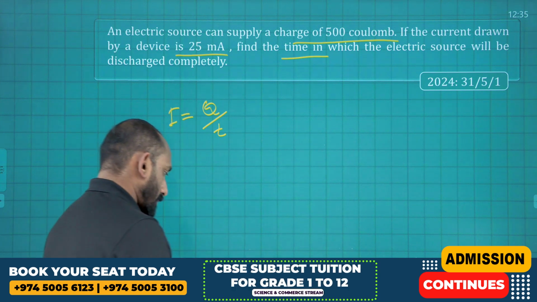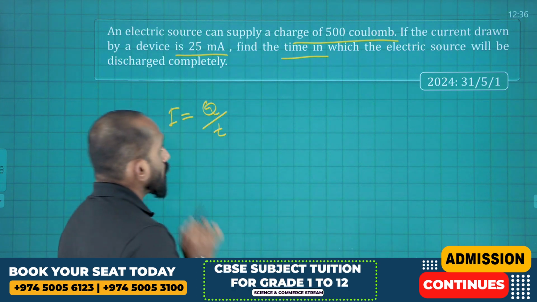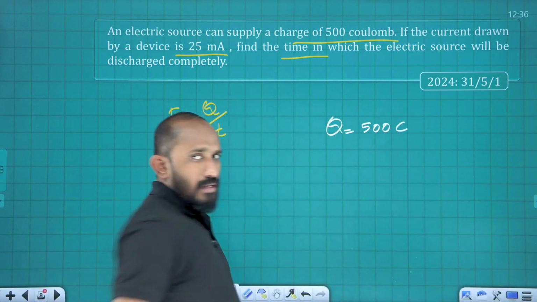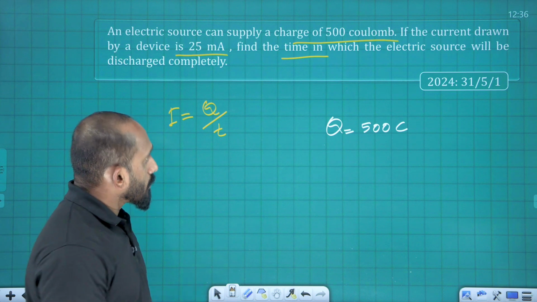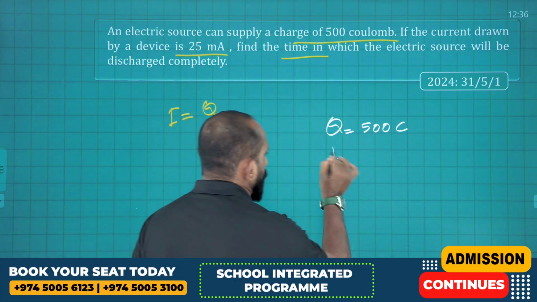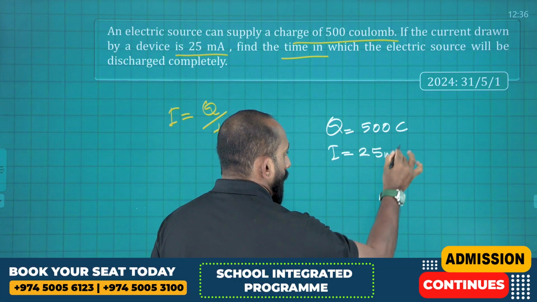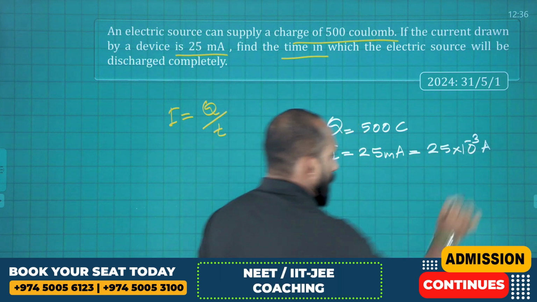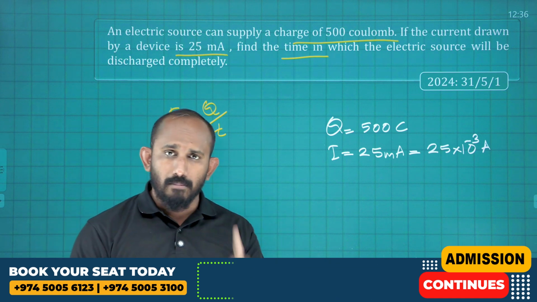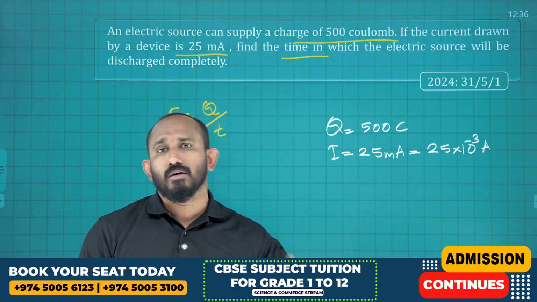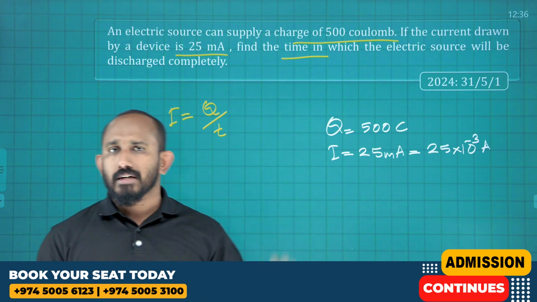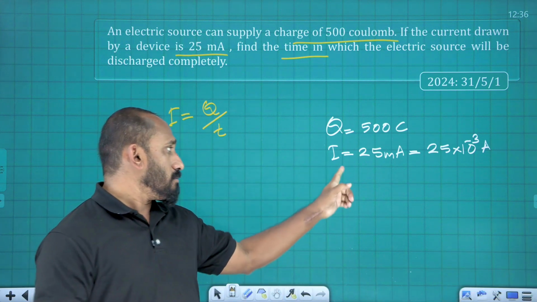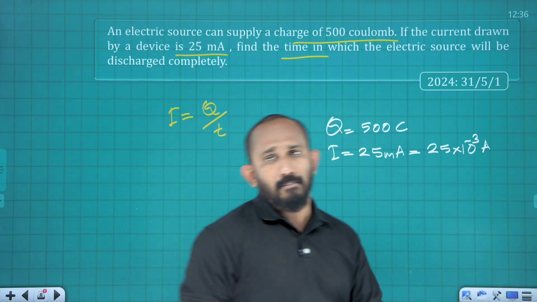Here in this question, we have Q given as 500 coulomb, in the SI system. Then the intensity of current I is given as 25 milliampere, that is 25 into 10 power of minus 3 ampere. Wherever milli comes, 1 milli is equal to 10 raised to minus 3, 1 by 1000. Centi is 10 raised to minus 2. Micro is 10 raised to minus 6. So here milli comes, so 25 into 10 raised to minus 3 ampere.